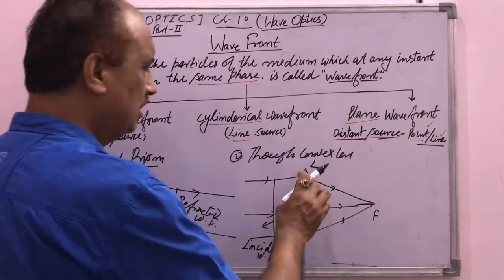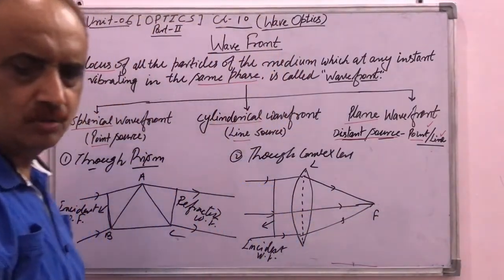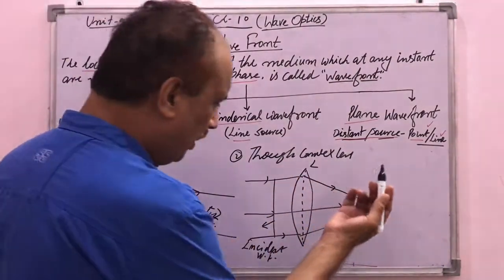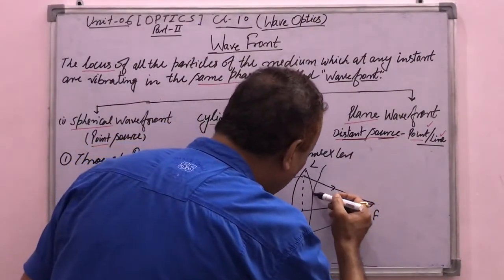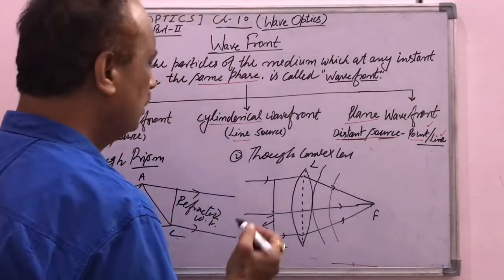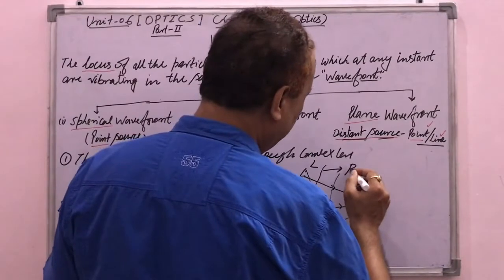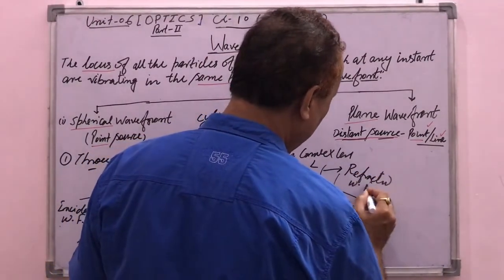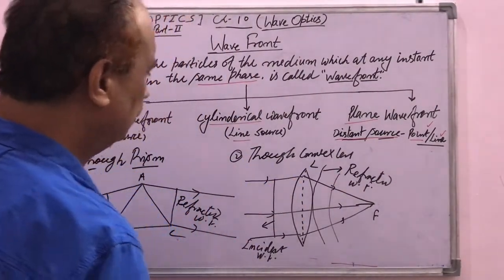But after that, when the rays are converged at a point, we have to join the rays by tracing the line like this. So we have to draw like this. These are the wavefront. In that condition, the wavefront is known as the refracted wavefront. So this is the nature of the wavefront when the rays are incident on the convex lens.